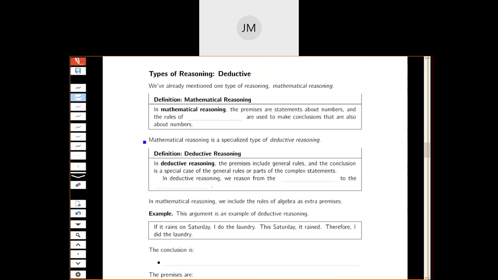All right, let's move on and talk about some types of reasoning. Our very first example, with the equation, was an example of mathematical reasoning. So let's define that. In mathematical reasoning, the premises are statements about numbers, and we use the rules of algebra to make conclusions, and those conclusions are typically also numbers. Mathematical reasoning is a special type of deductive reasoning, the bigger umbrella that we could talk about.